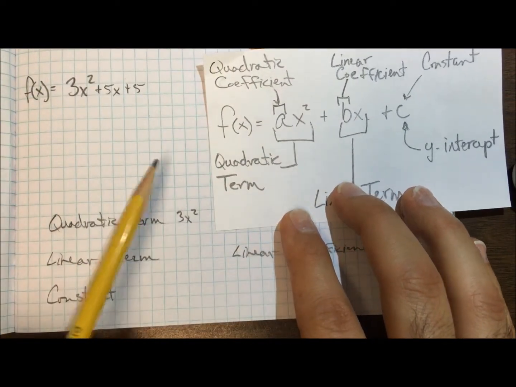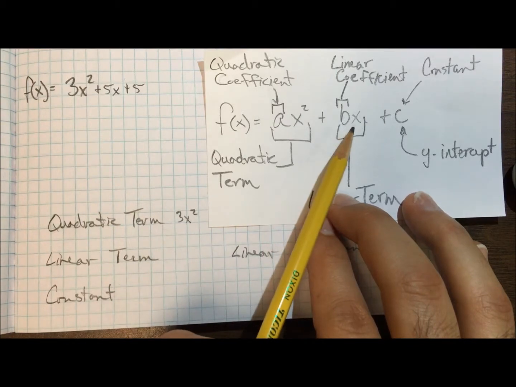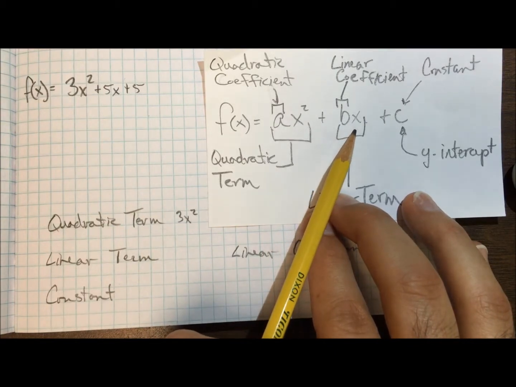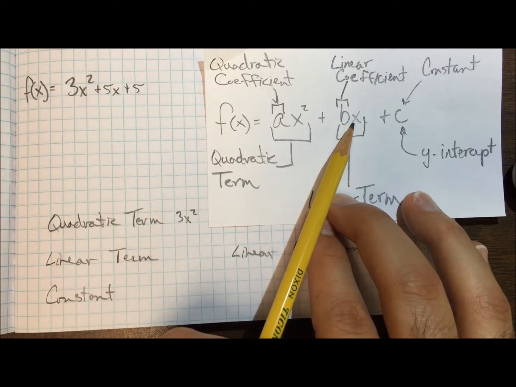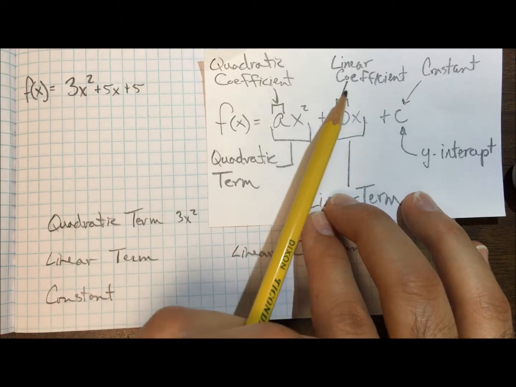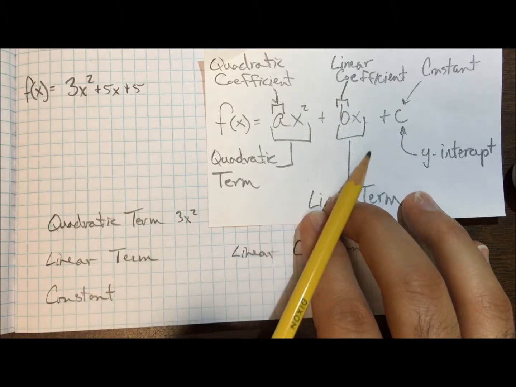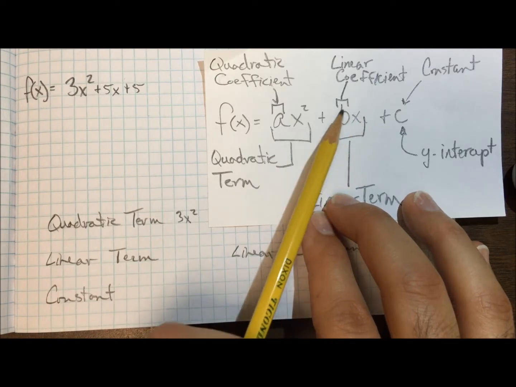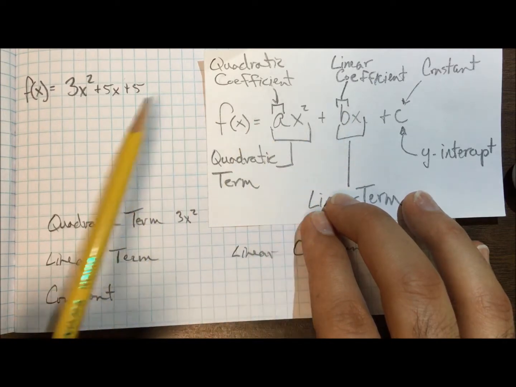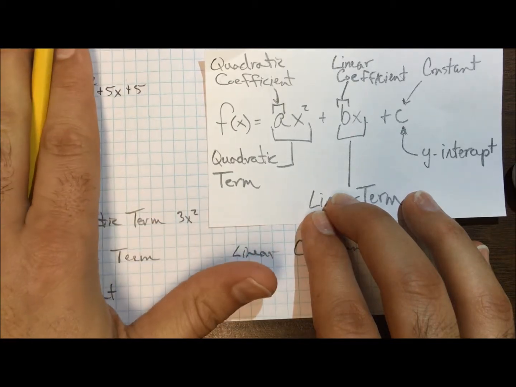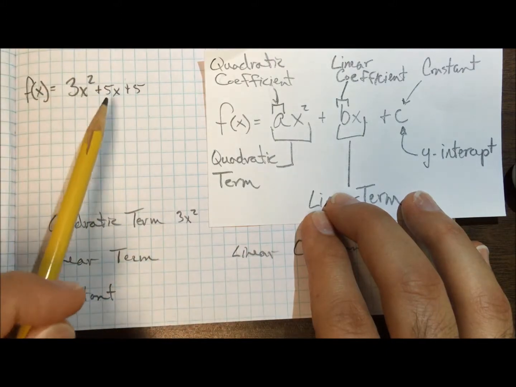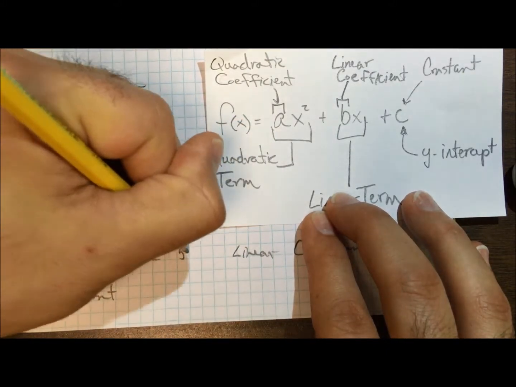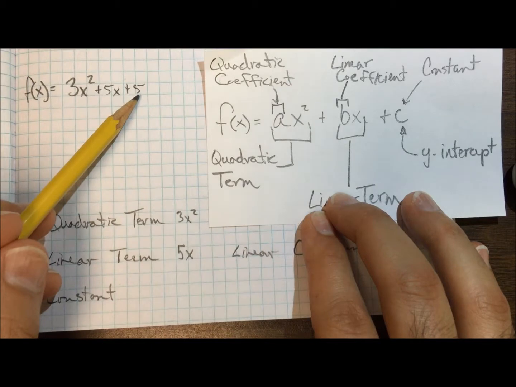Now, the linear term would be very similar to our m times x in slope-intercept form, y equals mx plus b. M times x would be the linear part of that equation, and this is the linear part of the quadratic equation. So this would be 5x. If I cover this up, that looks like slope-intercept form, mx plus b. So this part, 5x, is our linear term, and then 5 is our constant.